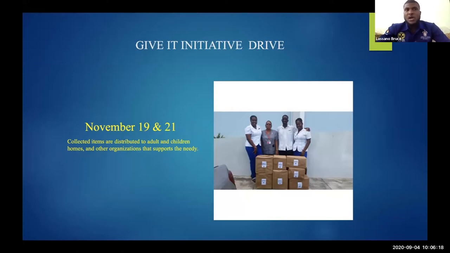Now, unlike previous years, where we normally have a lot of volunteers, given the COVID period, that won't be possible this year. But you guys can basically assist in collecting the items, and we move forward with the process of distributing to the different organizations. So this is one such event that you can look forward to.